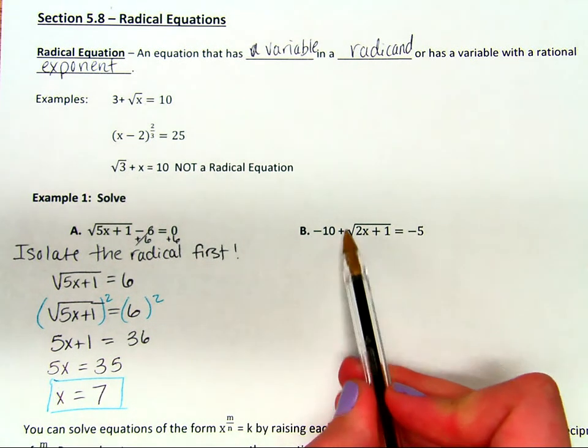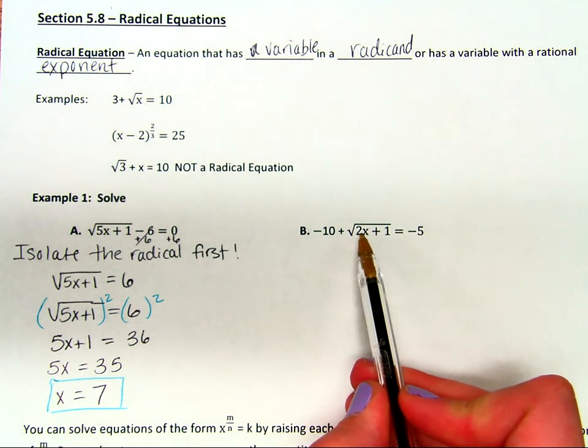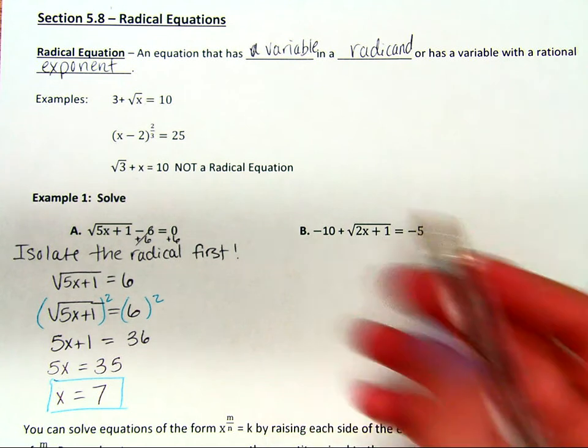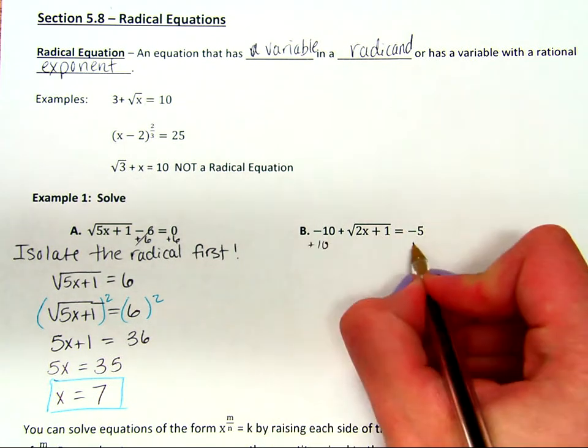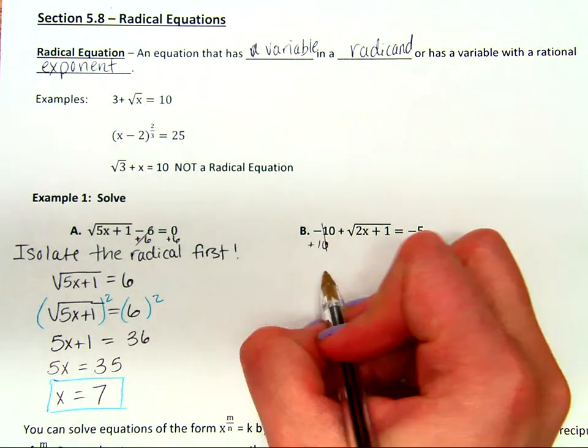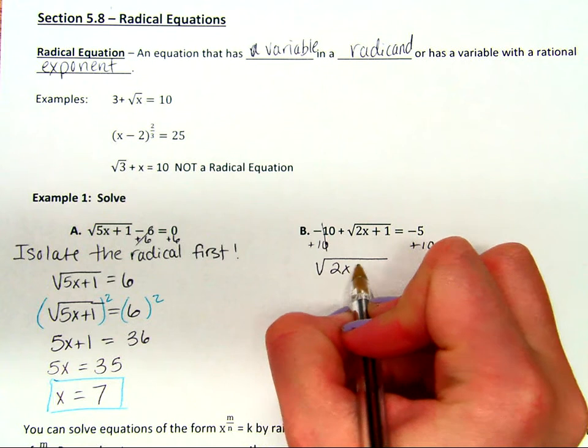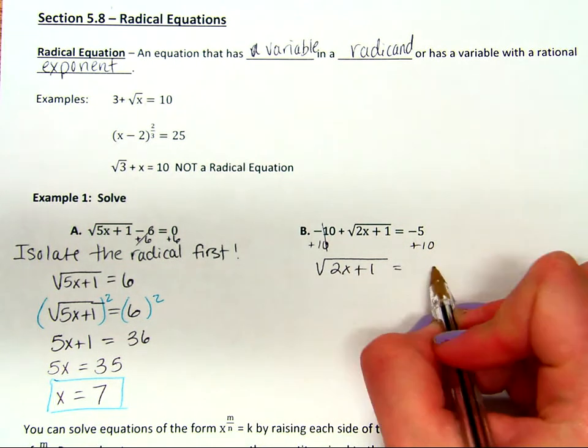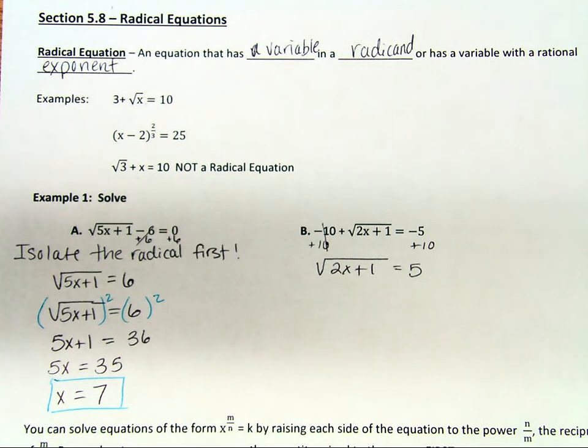Okay, it looks like my radical is not isolated yet. I have this negative 10 over here. So let's add 10 first so that I can isolate my radical. Negative 5 plus 10 is 5. And now it kind of looks just like this step did over on the left side.